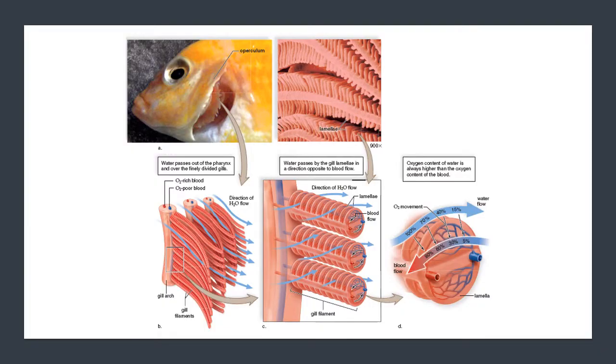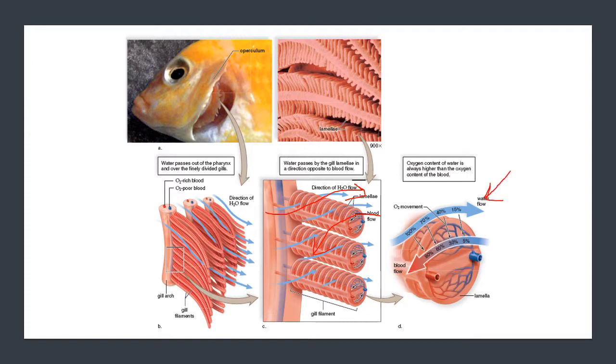So what's interesting is looking at these gills under a microscope. Each one has these lamella, and the way this works is the water flows across them in this direction, and the blood flow, or deoxygenated blood, flows in this direction. And as they cross each other, there's an exchange of oxygen. So that's shown really well in this diagram right here.